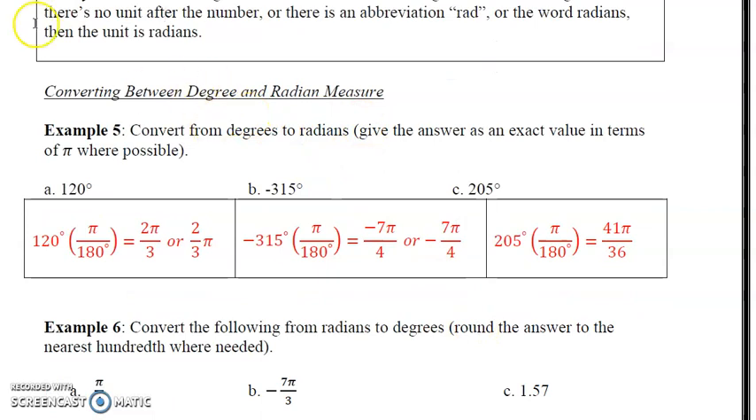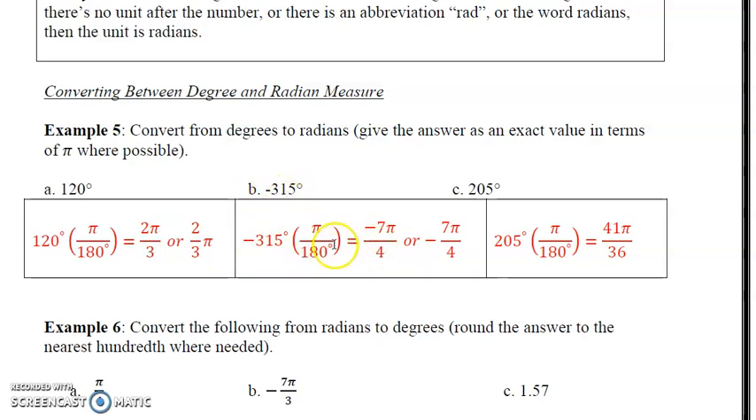So in example 5, if you convert from degrees to radians, you give the answer as an exact value in terms of pi, where possible. So 120 we're going to learn is one of our special ones. We take 120, multiply by pi, and divide by 180. We try to keep this in terms of pi. Well, 120 divided by 180 is equivalent to 2/3. It's just like the degrees divide out if you wish, and you end up with 12 over 18, which simplifies to 2/3, or 2/3 pi. Okay, you don't need to put it as a radian measure if there's pi in the end like that.